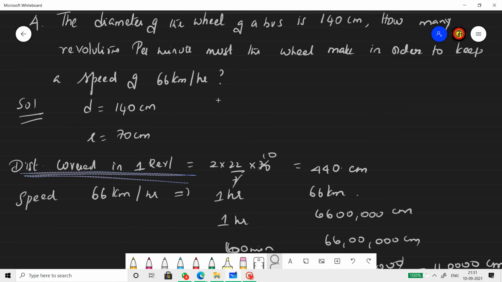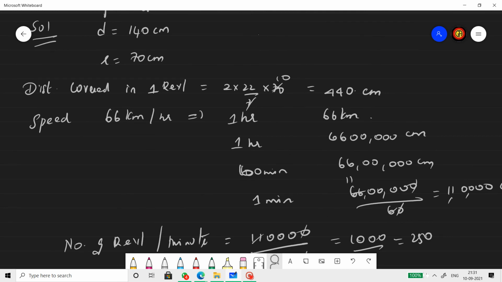Distance covered in one revolution is the perimeter of the wheel, which is 2 pi r, works out to 440 centimeter. Speed of the wheel is given as 66 kilometer per hour. So this is the breakthrough. 66 kilometer per hour means in 1 hour it covers 66 kilometer. That means in 1 hour it covers 66 lakh centimeter. Why centimeter? Because the distance covered in one revolution is in centimeters, so I prefer to keep this also in centimeter.